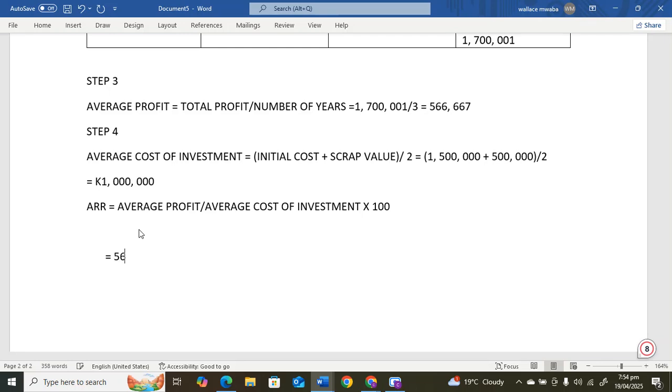Average profit 566,667 divided by average cost of investment 1 million times 100%. All right, that's a nice return. So this is your annual return.